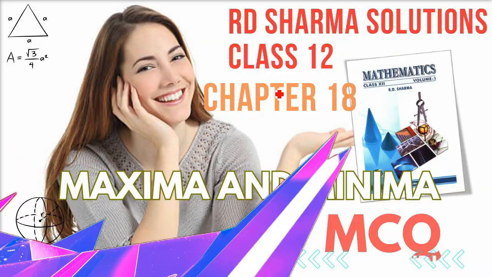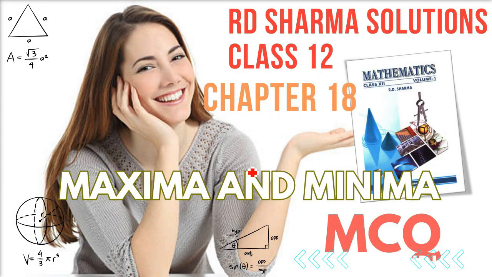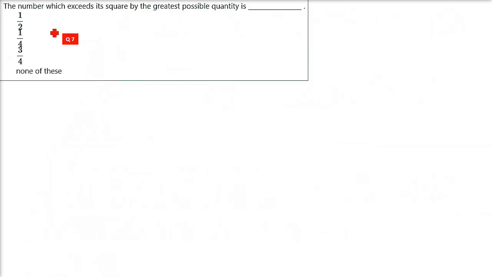This is RD Sharma Solution Class 12 Chapter 16, Maxima and Minima MCQ. We are taking multiple choice questions. The number which exceeds its square by the greatest possible quantity is.